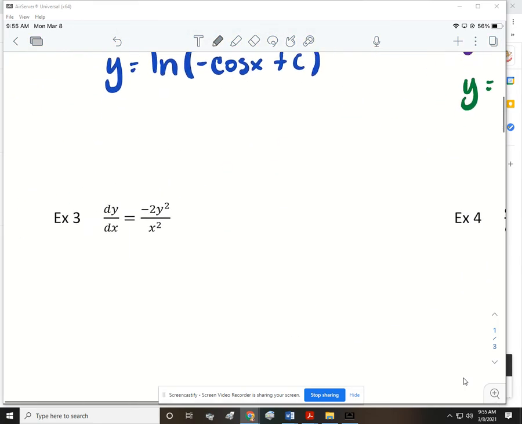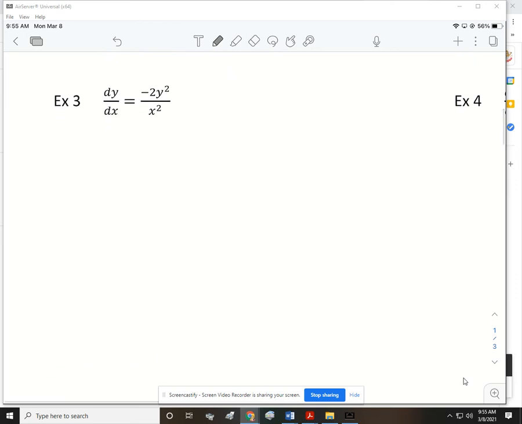All right, let's look at the next one. We want to separate the variables. This is a little more difficult. So I want to get the dx over with the x, so I'm still going to multiply by it. But for the y, I'm going to divide by just the y squared. I'm going to leave that negative 2 alone. All right, so we're going to end up with dy divided by y squared. And then that's going to be negative 2 over x squared times dx.